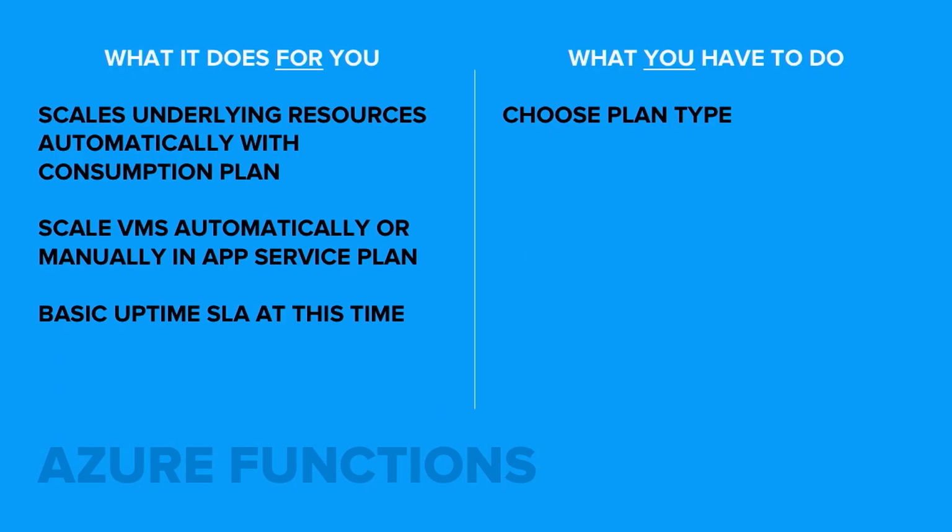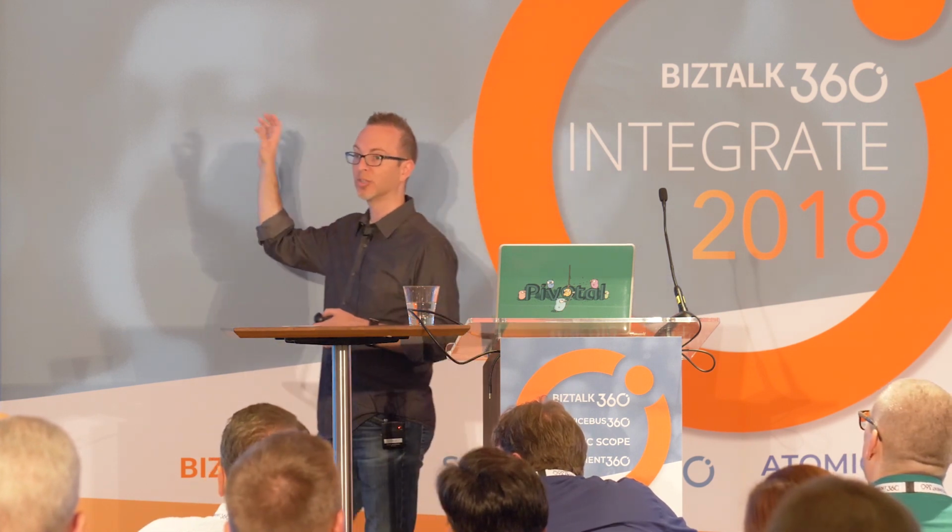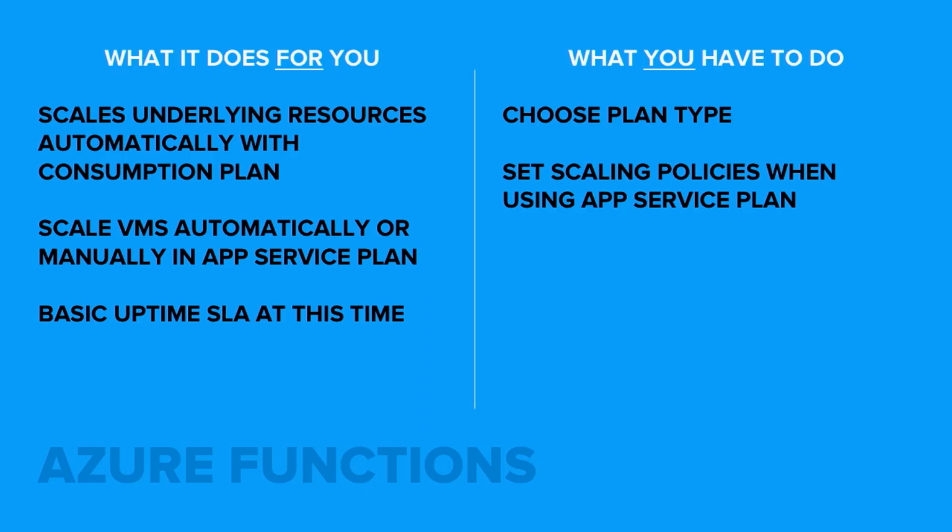So what do you have to do? Well, you have to choose your plan type. And this is the most important choice you'll make in functions. Is this going to be consumption, meaning it just magically scales based on usage and I pay for that? Or if I have a consistent load or underutilized stuff, maybe I use the app service plan. But that's completely on you. And I'm going to be choosing things like the scaling policies when I use an app service plan, because I don't want to be doing functions and having something underneath that's not going to scale. So I'd be setting up auto scale policies for my app service.